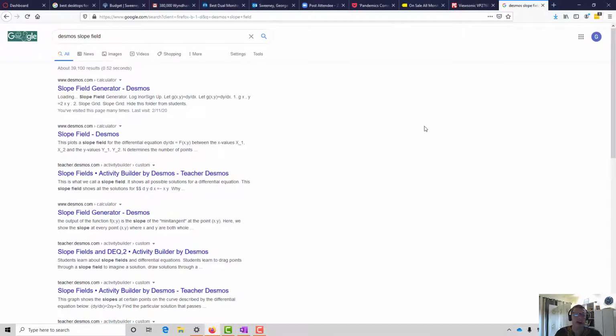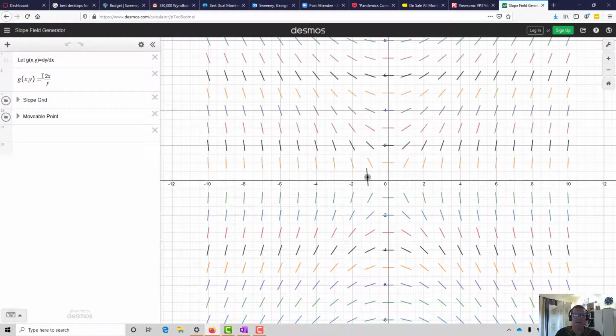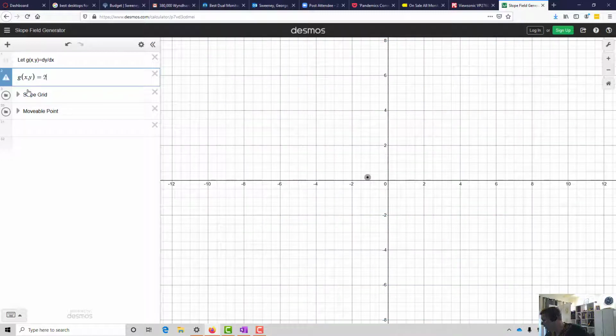So what I did now is I just plugged into Google "slope field generator Desmos", and we click on the slope field generator. Just to give a better sense of what this is going to look like, in the slope field generator you'll see a function, g(x,y). That's just another way of writing dy/dx. And then I'm going to put in my 2x squared.